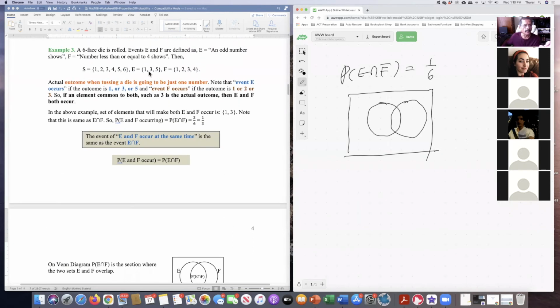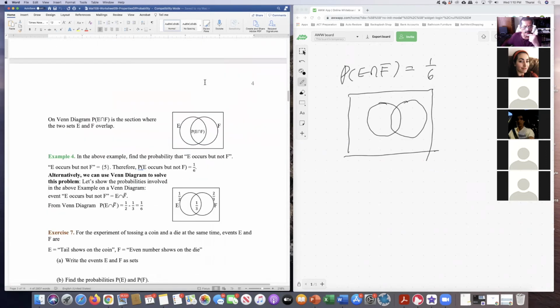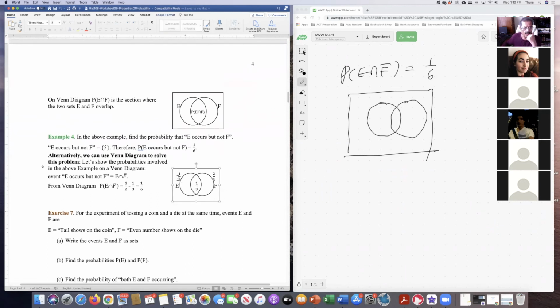If you look at E, 1, 3, 5, these are the elements in E. So probability of E is 3/6, which is 1/2. Probability of F is 4/6, which is 2/3. So I have marked those probabilities in this Venn diagram here. Half is the probability of E, 2/3 is the probability of F, and we already figured out 1/3 is the probability of E intersection F, because E intersection F has only one element.